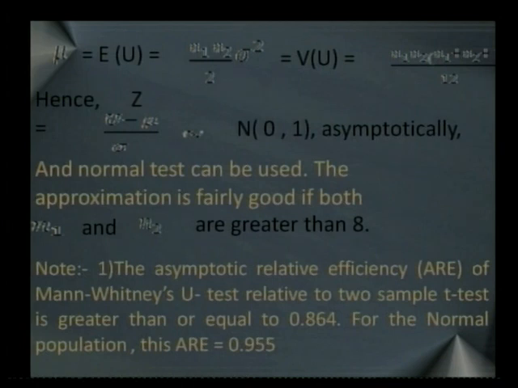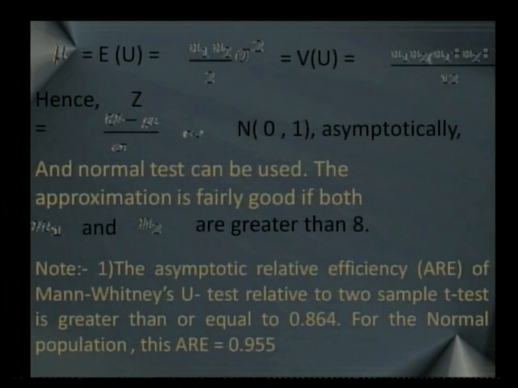Again, mu will be the expectation of U, which is calculated by applying the given formula which I have shown. We have to calculate the mean and variance, and then apply the normal test. Again, Z will be U minus mu upon sigma, which follows the normal distribution with mean 0 and variance 1, so it is asymptotically normal, and here we can apply the normal test. But it is better if both samples n1 and n2 are greater than the required size.